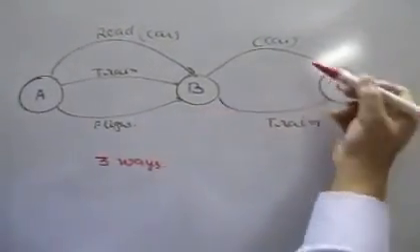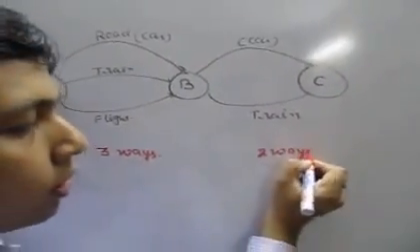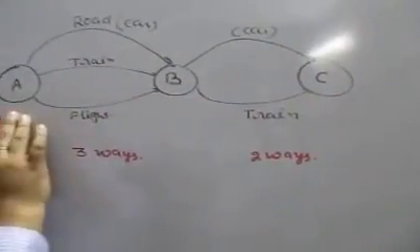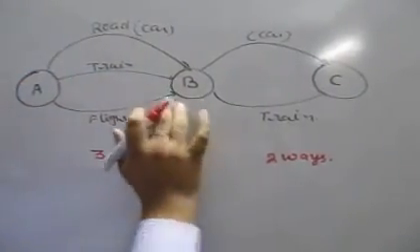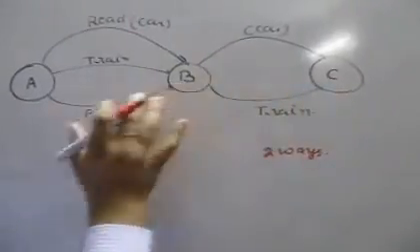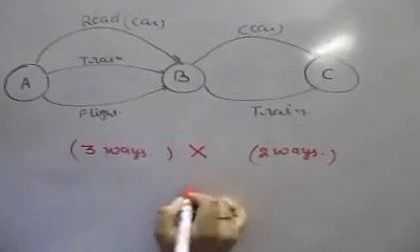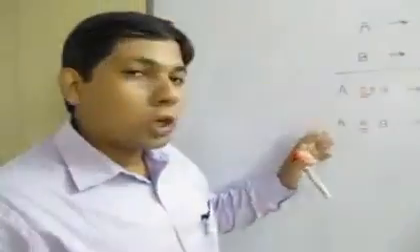Similarly, from B to C, either car or train, means 2 ways. Now if I ask you in how many ways you can come to C from A, for that first you have to come to B. So A to B and B to C. This "and" represents that the total number of ways from A to C is 3 into 2, that means 6 ways you can come from A to C. Now let's take one more example to understand this fundamental principle of counting.